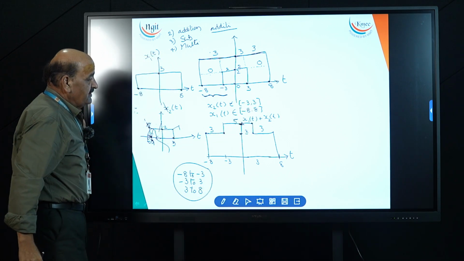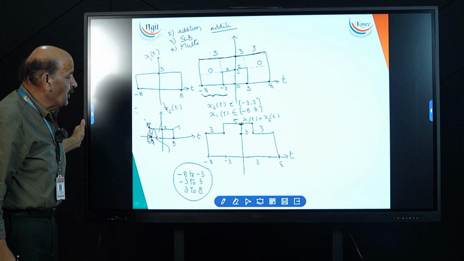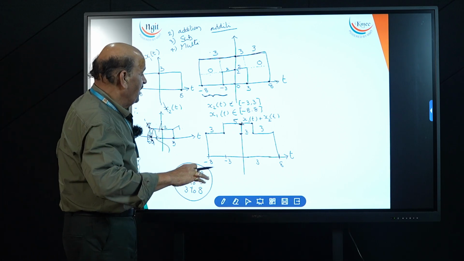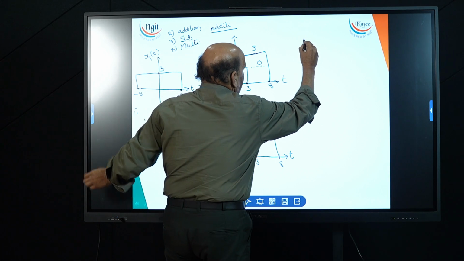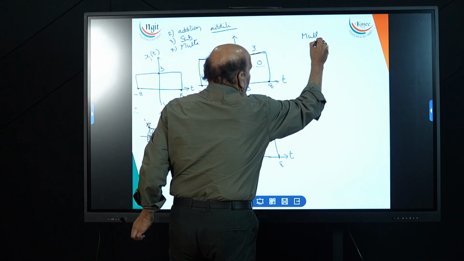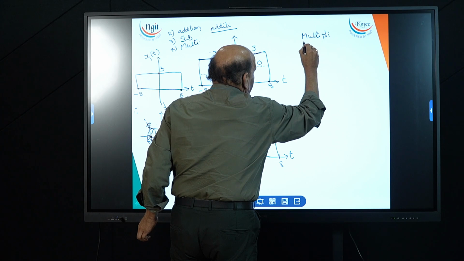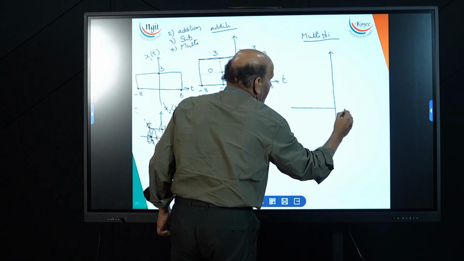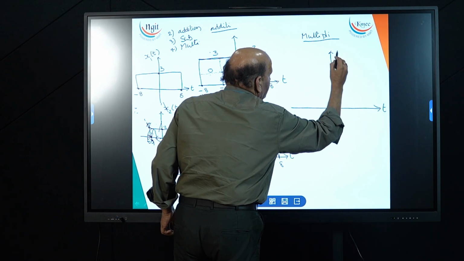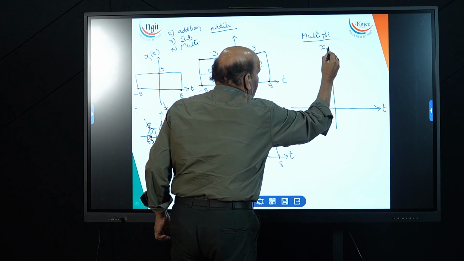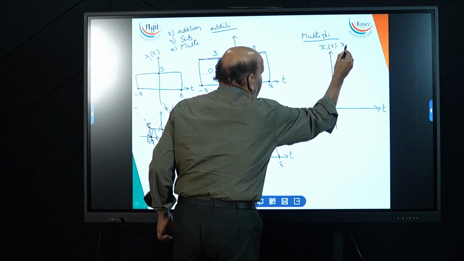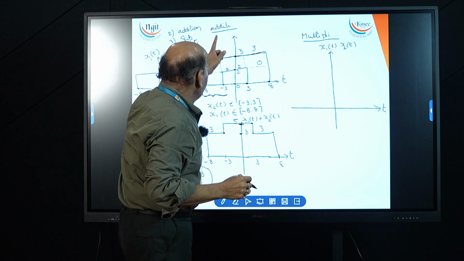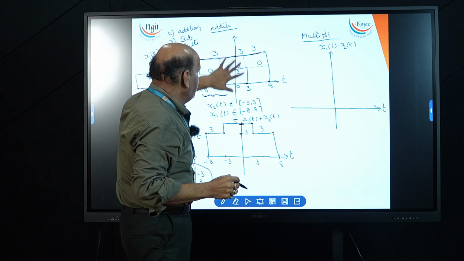Now, just look at, that is the addition operation. Now, same, you have to go for multiplication. Multiplication operation. How to go for multiplication operation. Multiplication means, look at the same graph we are making it. This is t. This is multiplication means x1 of t and x2 of t. Operations and discussion regarding addition and multiplication are same figure.